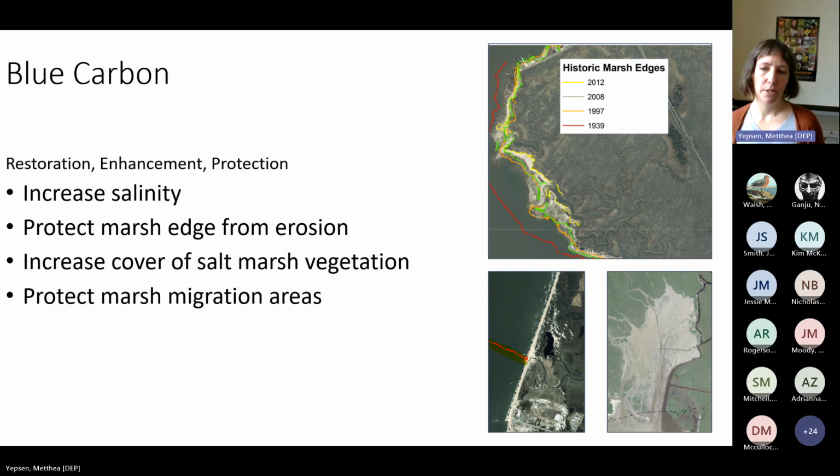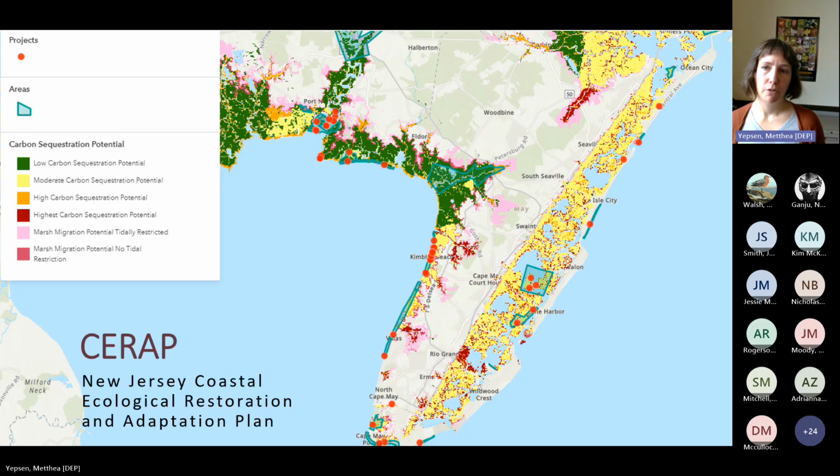So this research has been used in a number of different ways. I'm going to highlight 2 specific projects today. The first is a map layer in the New Jersey Coastal Ecological Restoration and Adaptation Plan tool, which is an interactive tidal wetland mapping planning tool, which does many neat things, including overlaying proposed restoration projects, which you can see here as these orange dots and blue polygons on top of a carbon sequestration map layer.